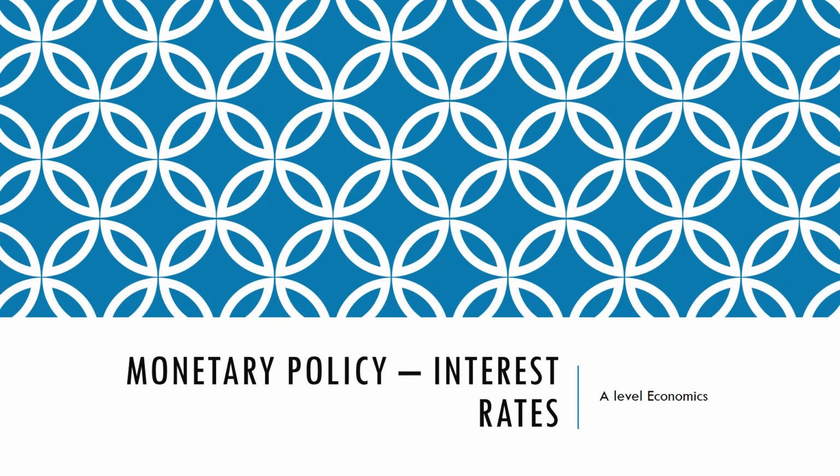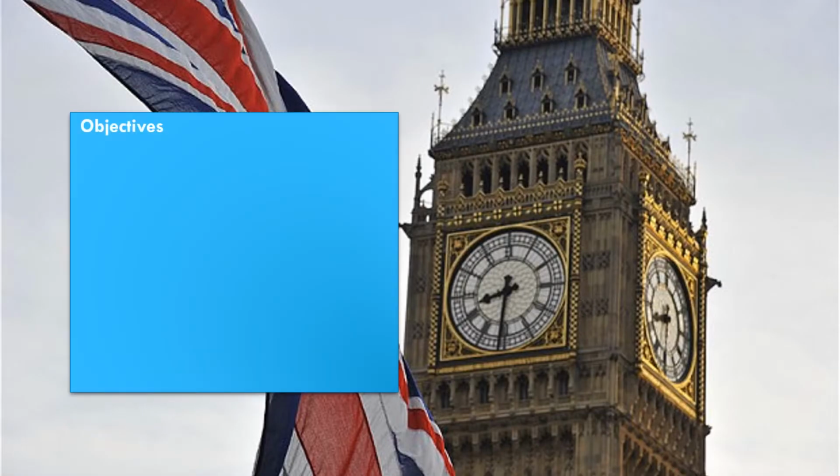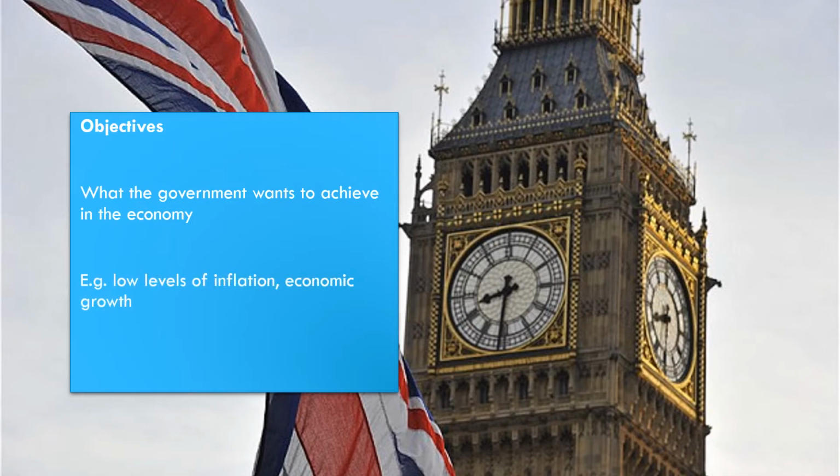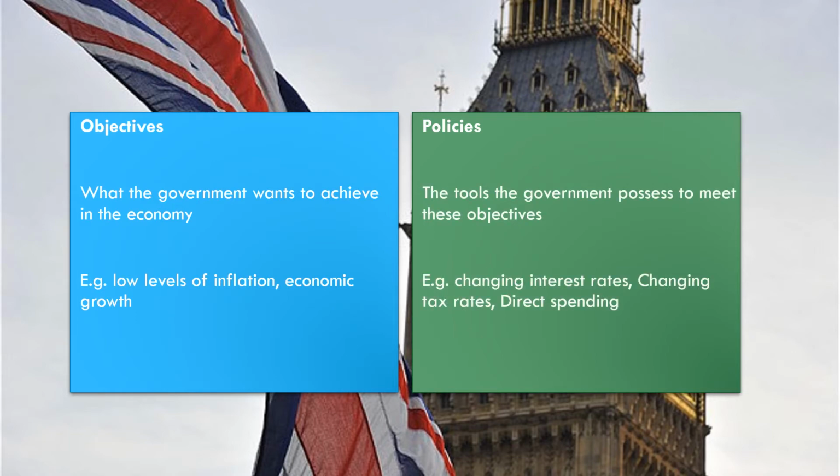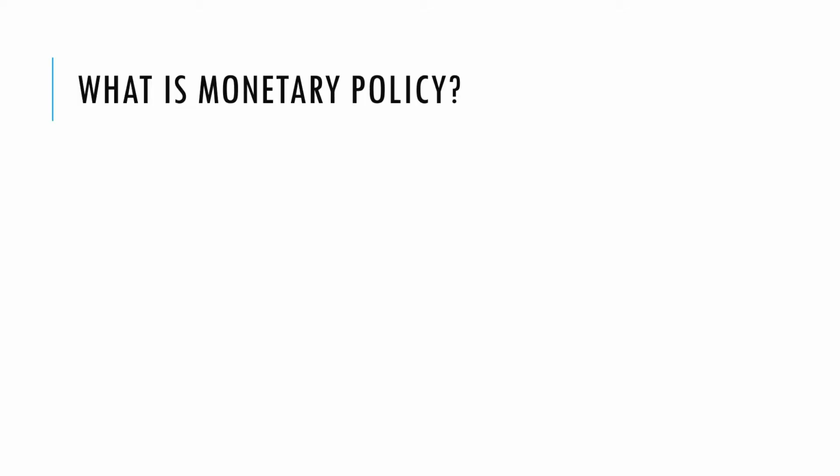Hello and welcome to this video on monetary policy, in particular the use of interest rates. Previously we were looking at macroeconomic objectives, what the government wants to achieve within the economy, for example, low levels of inflation, which is the primary target in the UK. Now we're going to turn our attention towards policies. What are the things that the government can control in order to try and meet these objectives? Today we're going to focus in particular on monetary policy and interest rates.